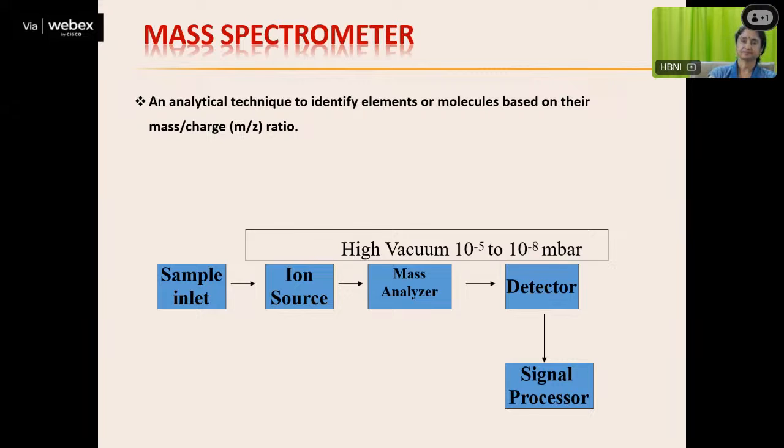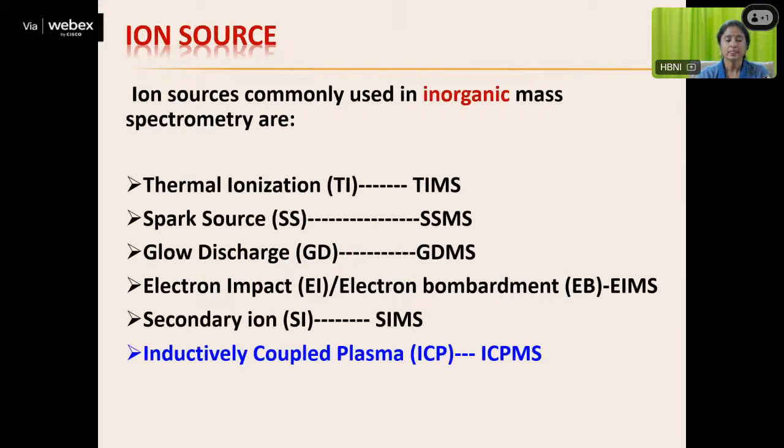This is a typical block diagram of a mass spectrometer: sample inlet, then an ion source rather than an atom source, then a mass analyzer to separate the masses, then a detector, then a signal processor. There are two types of mass spectrometer: inorganic and organic. Inorganic mass spectrometers are capable of analyzing elements, whereas organic mass spectrometers are used to detect organic molecules themselves, for structure elucidation and so on.